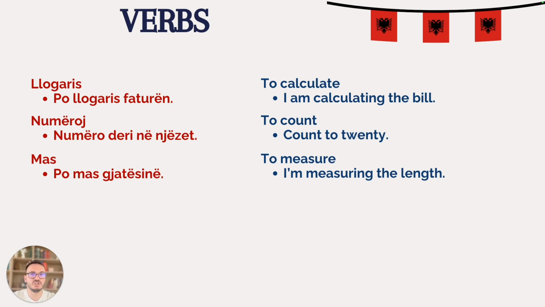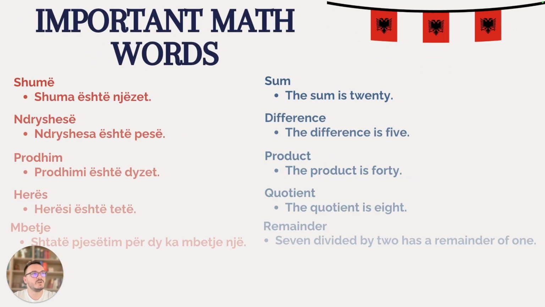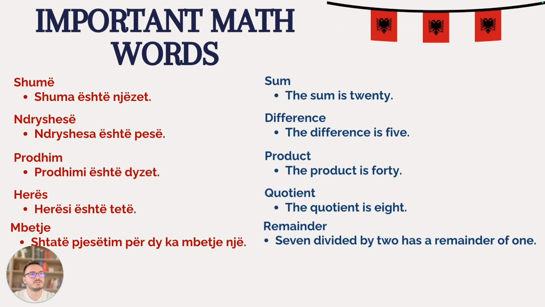Next we have some important math words. So we have shumë. Here it does not mean much or many or a lot like you're used to, but it is actually the noun some. Shumë, some. You can tell that shumë actually comes from some, which itself comes from the Latin word summa. So, shuma është 20. The sum is 20.